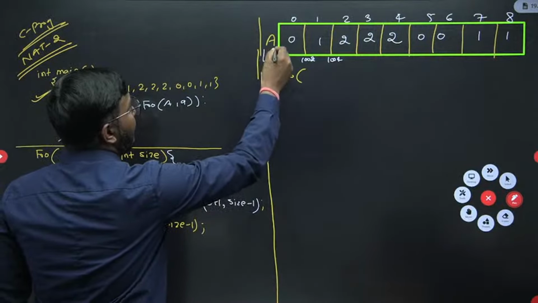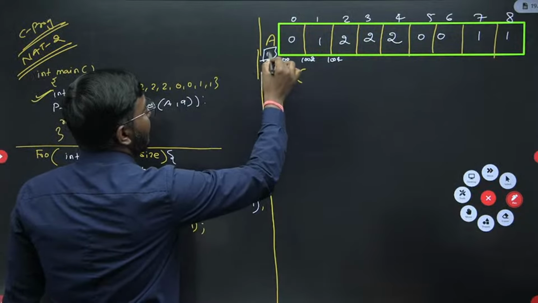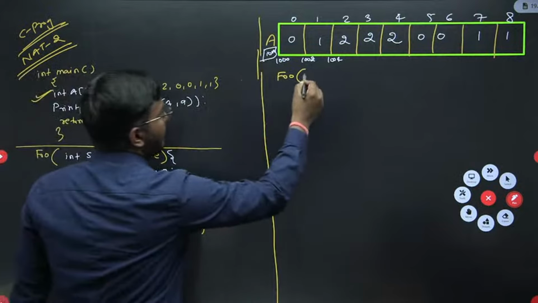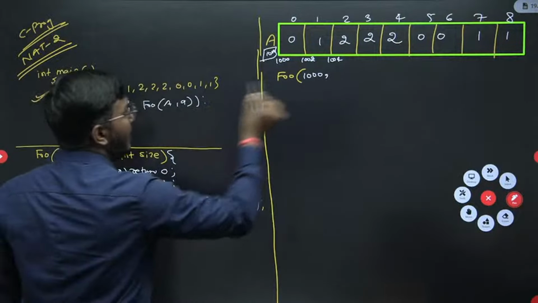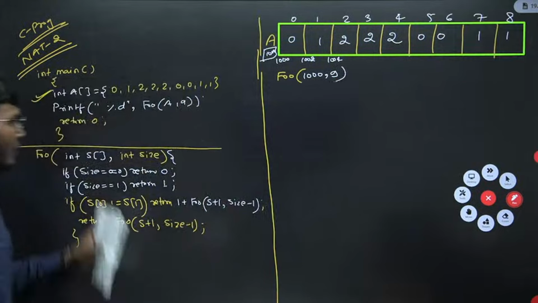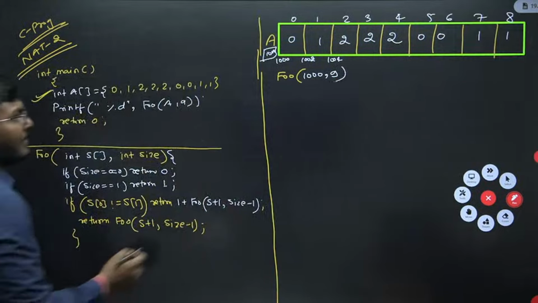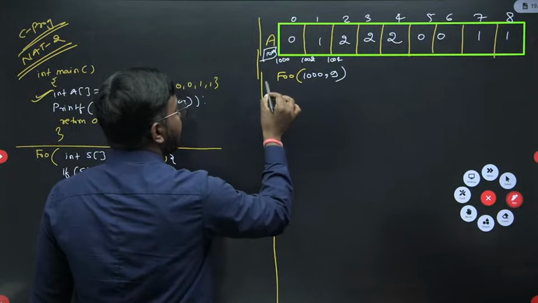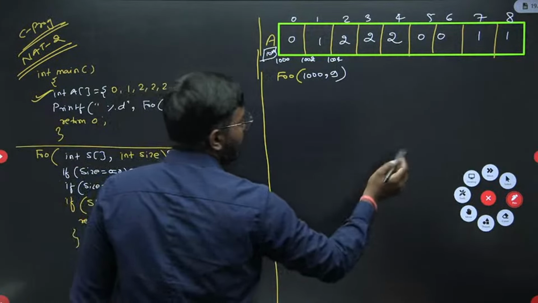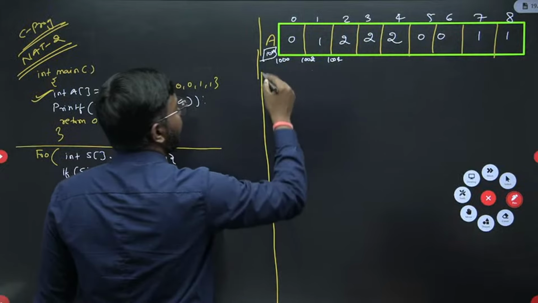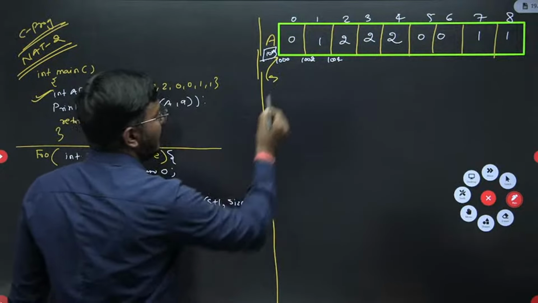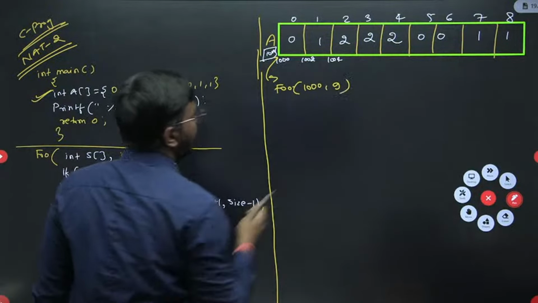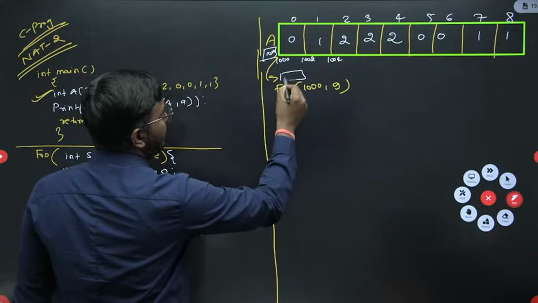What does this array name contain? Array name contains the address of the first element. So the address is 1000, so 1000 will be in the array name A. So the A value is nothing but 1000. 1000 comma 9 will be passed to the foo function. Getting my point? Now where will this 1000 be stored? It will be stored in S. It means this S is also pointing to the array. So now S also contains this 1000.